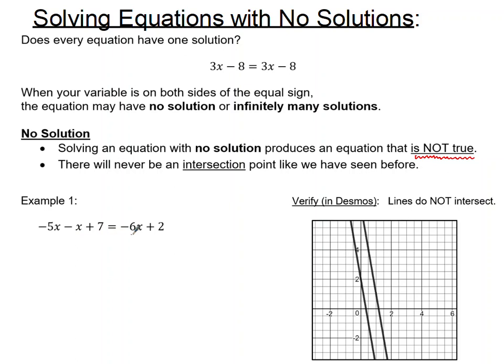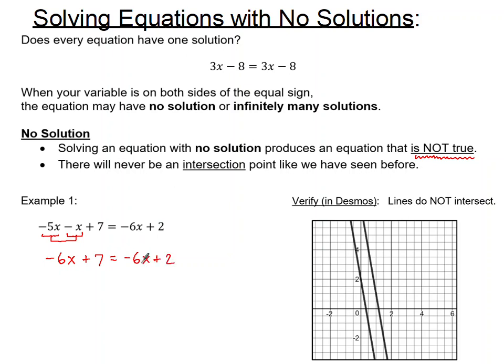So here's our equation in example 1. I need to gather some like terms. I see some like terms on the left side. I'm going to take the negative 5x and the negative 1x and put those together. Negative 5x minus 1x is negative 6x. I still have my plus 7, my equal sign, and there's no like terms on the right side, so I'll just write that as negative 6x plus 2.